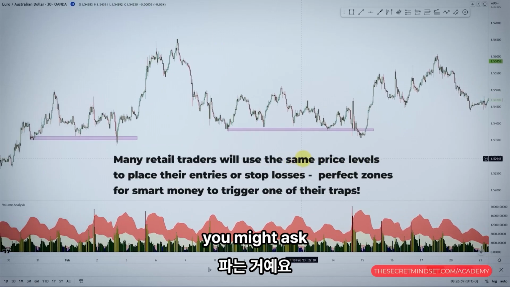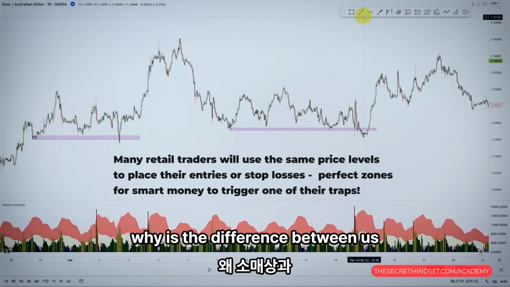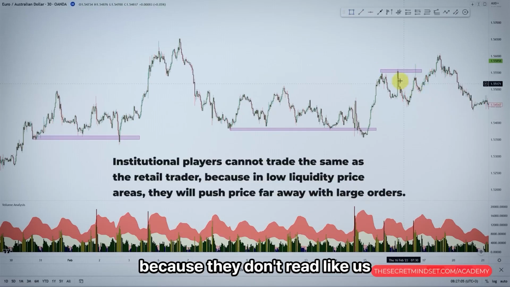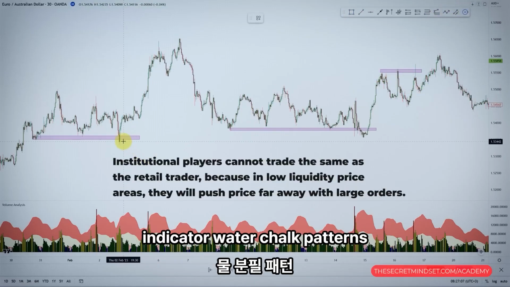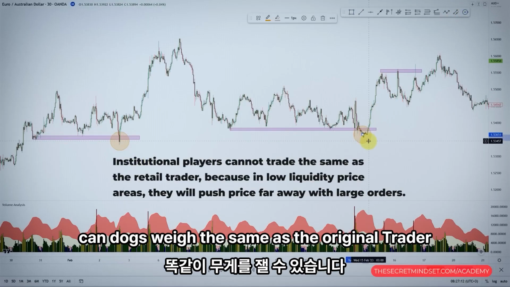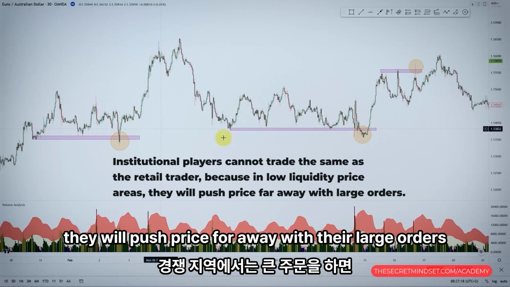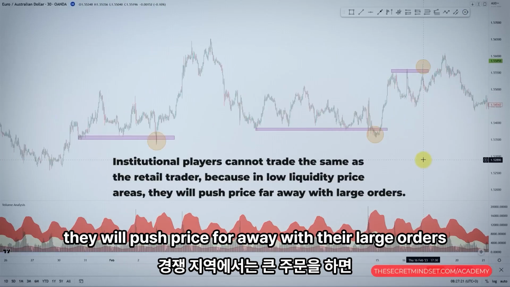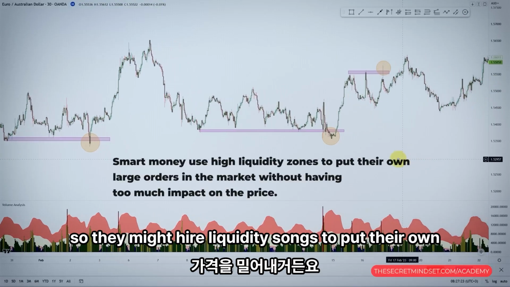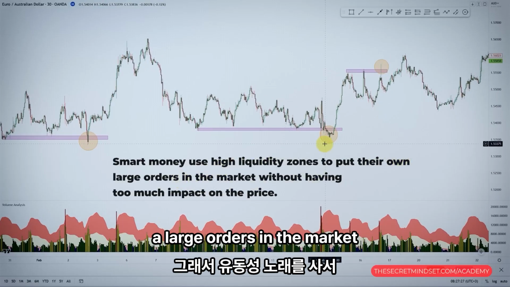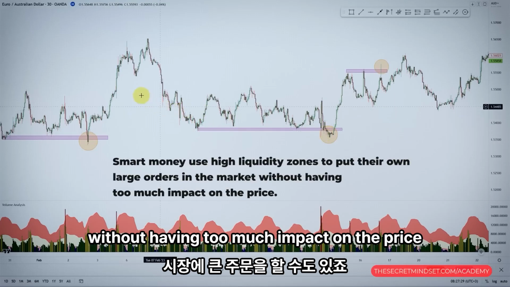You might ask, why is there this difference between us, retail traders, and the smart money? Because they don't trade like us, using technical analysis indicators or chart patterns. Institutional players cannot trade the same as the retail trader because in low liquidity price areas, they will push price far away with their large orders. So they must use high liquidity zones to put their own large orders in the market without having too much impact on the price.